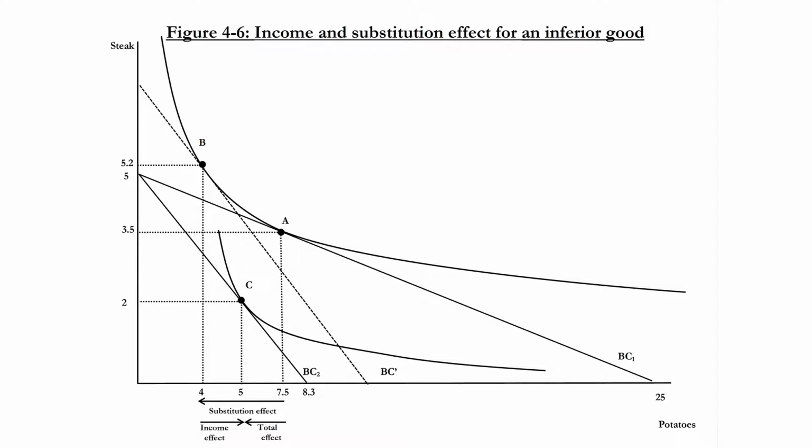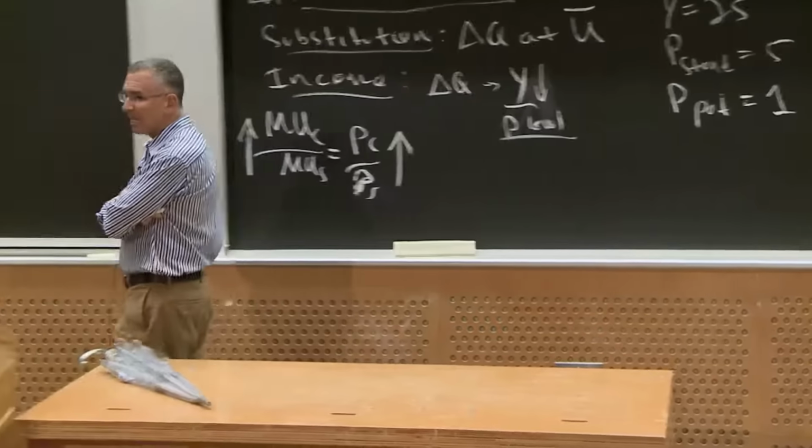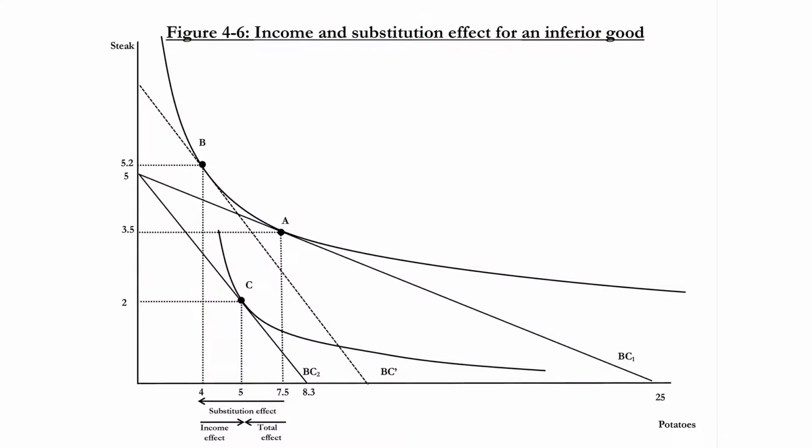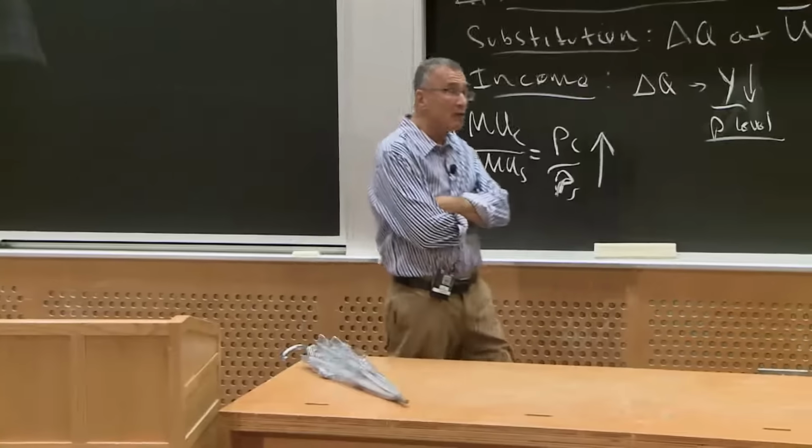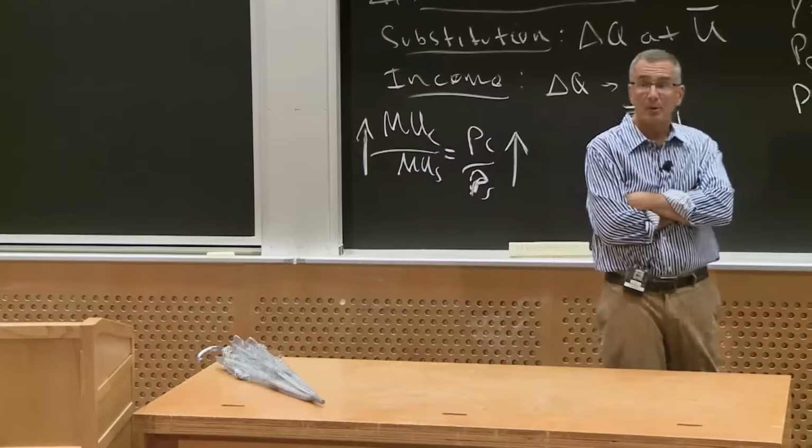The substitution effect we get by drawing an imaginary budget constraint BC prime. What are the features of BC prime? It is parallel to the new budget constraint, but tangent to the old indifference curve. And so that puts us at point B. So the substitution effect lowers our demand for potatoes from 7.5 to 4. We knew it had to lower it. The substitution effect is unambiguously signed. The price went up, so you've got to have fewer of them.